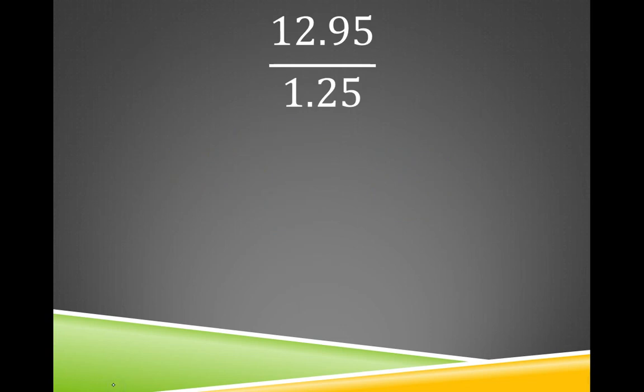Alright, next. 12 and 95 hundredths divided by 1 and 25 hundredths. Alright, so we can take this out. 12.95 divided by 1.25. Now in this case, we need to move that decimal over twice, which means we need to move the inside decimal over twice, and then raise it straight up.